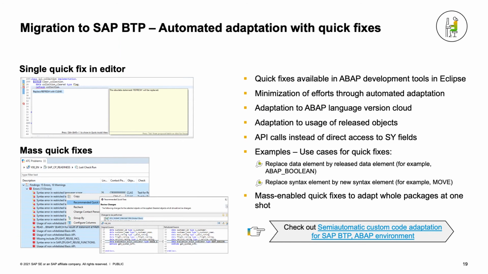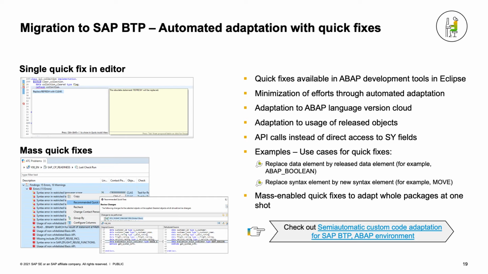After you have transformed your custom code to the SAP Business Technology Platform, it's time to adapt it. And the tool of choice for the adaptation of the custom code is ABAP Development Tools in Eclipse. And you can do it in the manual way, but the quick fixes for the cloud use case are also available in ABAP Development Tools in Eclipse. The quick fixes allow you to minimize your adaptation effort for the custom code migration to the cloud and adaptation.